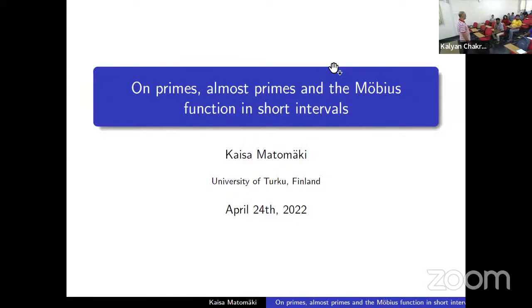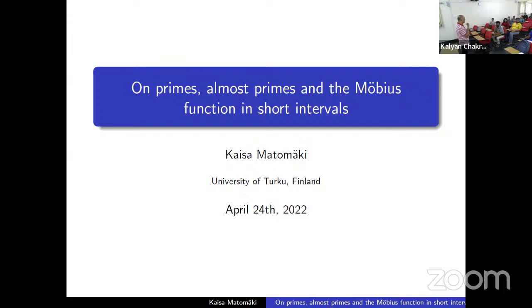Professor Kaisa Matomäki from University of Turku, Finland. She is a number theorist, and her recent work on distribution of multiplicative functions in short intervals has really been appreciated all over the world. And in fact, I'm happy to see that the Möbius function, she will be talking today about the distribution of the Möbius function in short intervals.